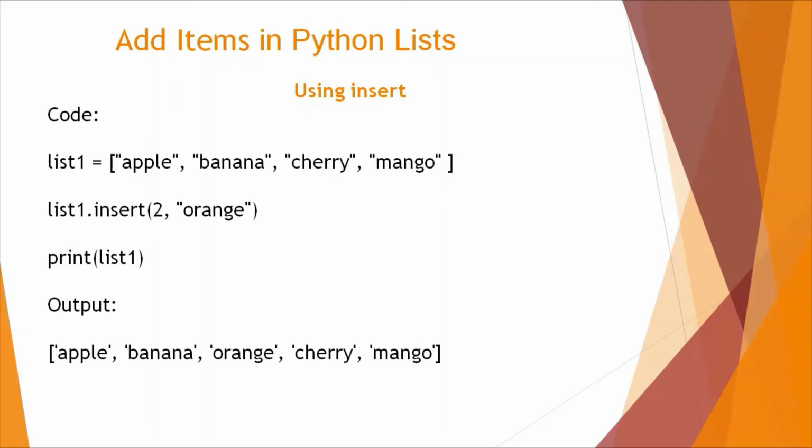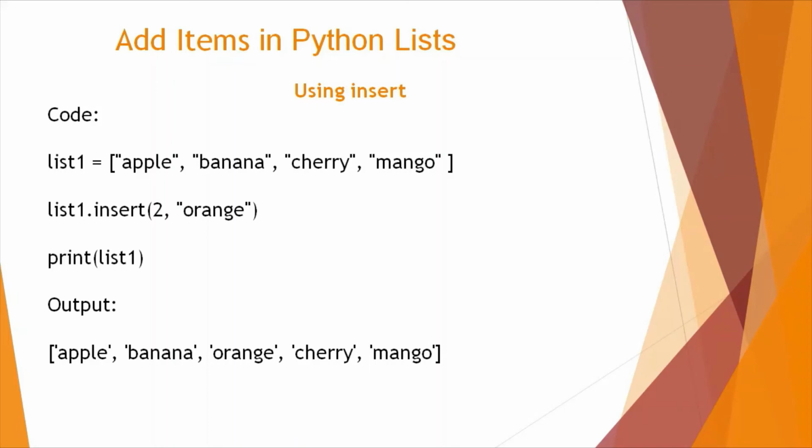Another method to add items in the Python list is using insert. By using insert, you can actually tell the exact index at which you want to add that particular element. So we'll say list1.insert(2, orange). It will add this orange to a particular index, that is 2. So let's print this, and we'll get apple, banana, orange, cherry, and mango. So we know that apple is at index 0, banana is at index 1, and cherry is at index 2.